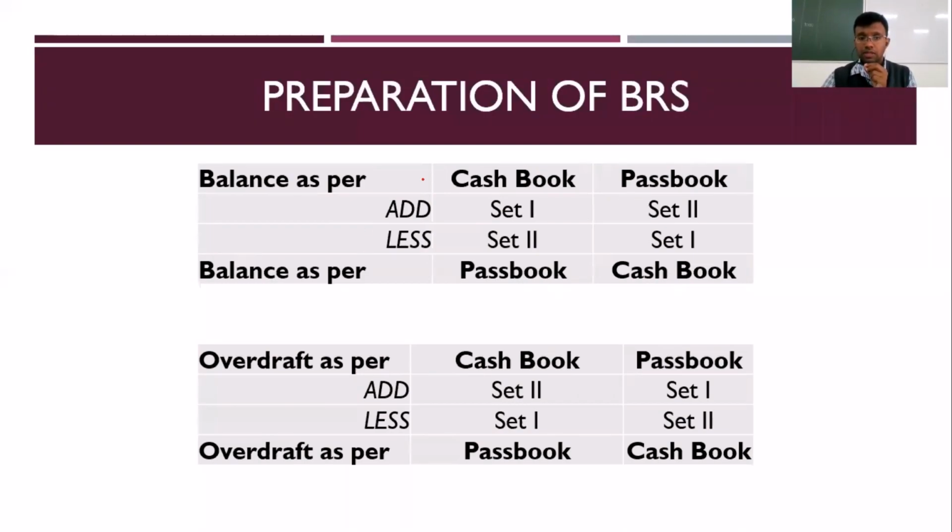Okay, so if you're given the balance as per cash book, then all transactions that fall under set 1, you will add. All the transactions that fall under set 2, you will subtract. You will automatically get the balance as per passbook. Next, if you know the balance as per passbook, and you have to calculate balance as per cash book, add all the transactions in set 2 and subtract all the transactions in set 1, and you will get this.